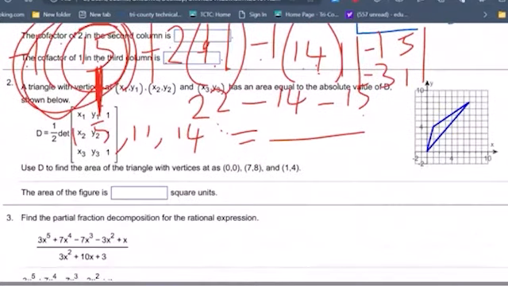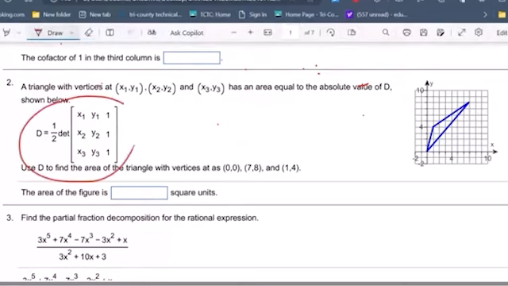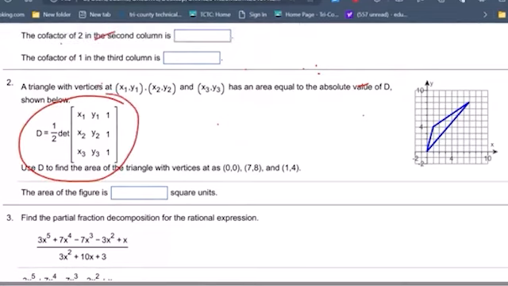Now, number two, you are given the vertices of a triangle. The first thing you want to do is find the area of the triangle, and you can find the area of a triangle using matrices. The area of a triangle is the positive value. Of course, area cannot be negative. Area is not allowed to be negative. So you can use matrices. They did not tell you to do this by hand, so you can do it with a calculator.